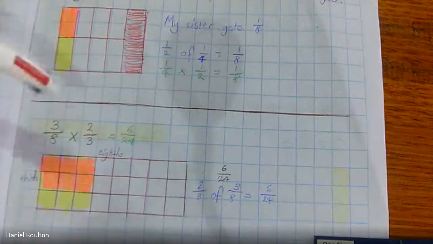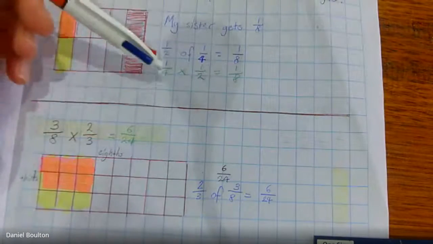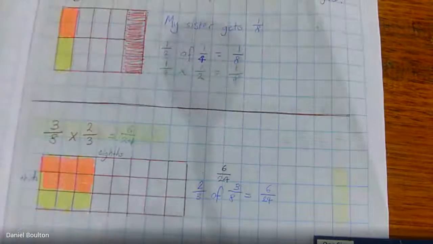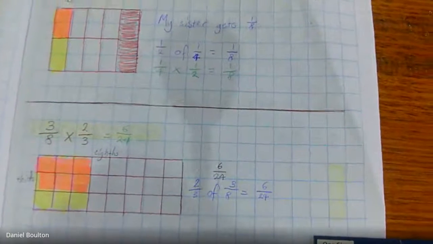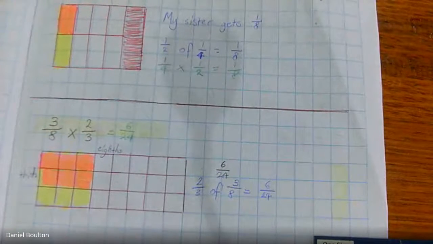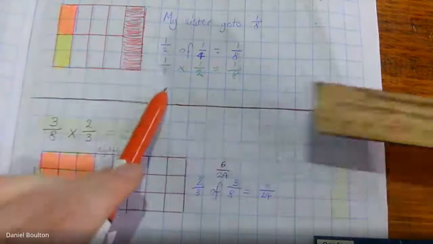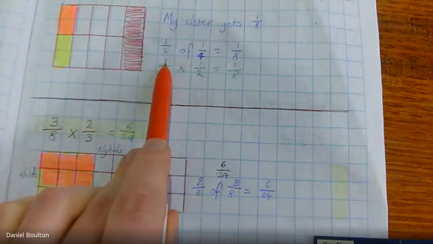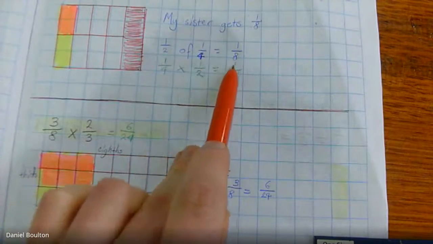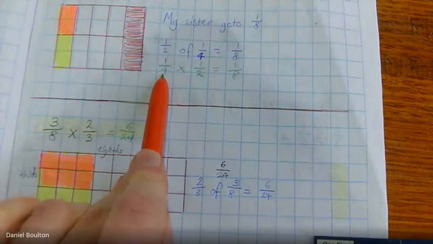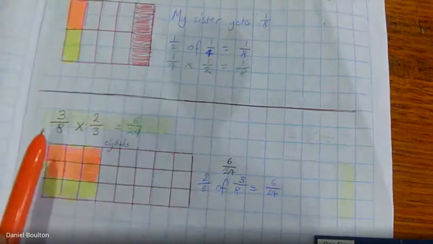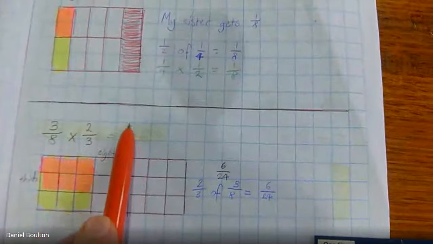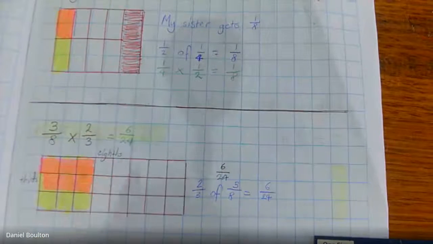I could show this as a half of a quarter multiplied by a half. They both make 1/8, the same as with our other multiplication problem down here. And what you might notice when you look a bit more closely is all that's happened here is I have multiplied my numerators, 1 times 1 makes 1, and my denominators, 4 times 2 makes 8. Down on this one, 3 times 2 makes 6, 8 times 3 makes 24.